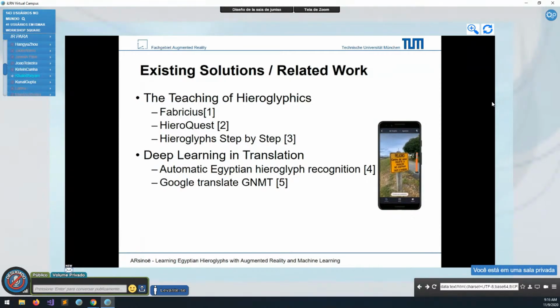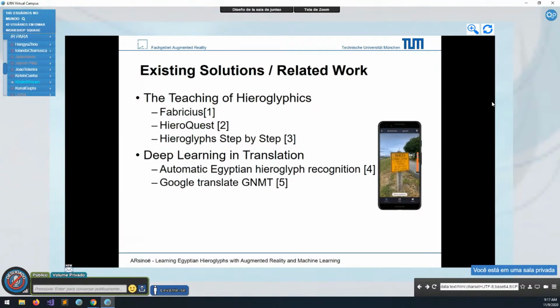First, let's talk about the related work and existing solutions. For the teaching of hieroglyphs, there is an application called Fabricius, which is done by Ubisoft and Google. This application's main goal is to help scholars speed up the translation of different hieroglyphs, and it also has a bit of an interactive part about the learning of the hieroglyphs itself.